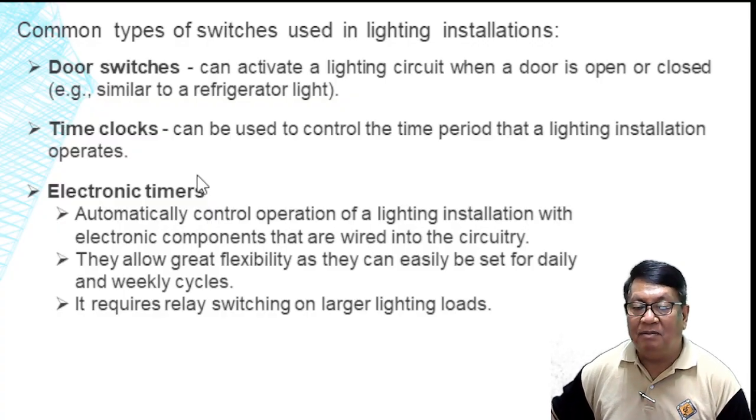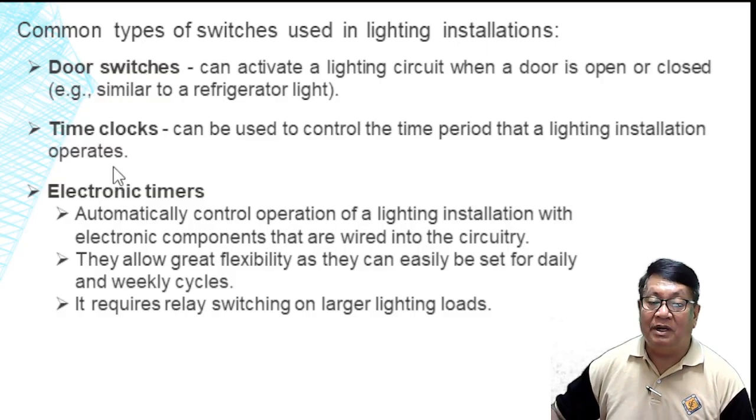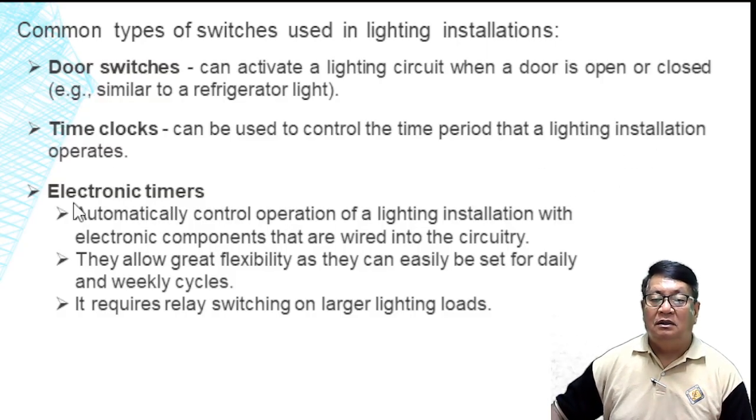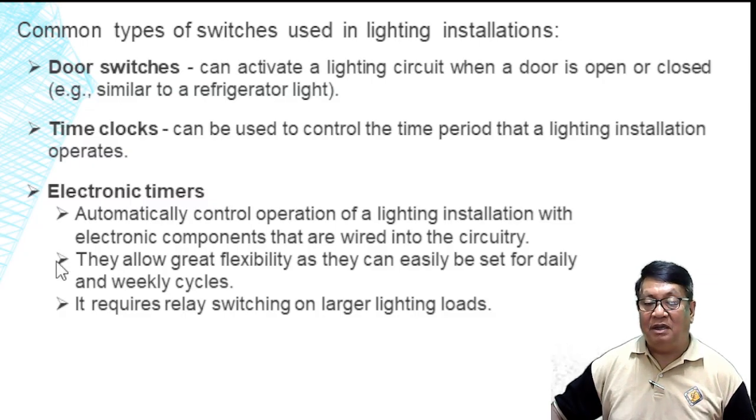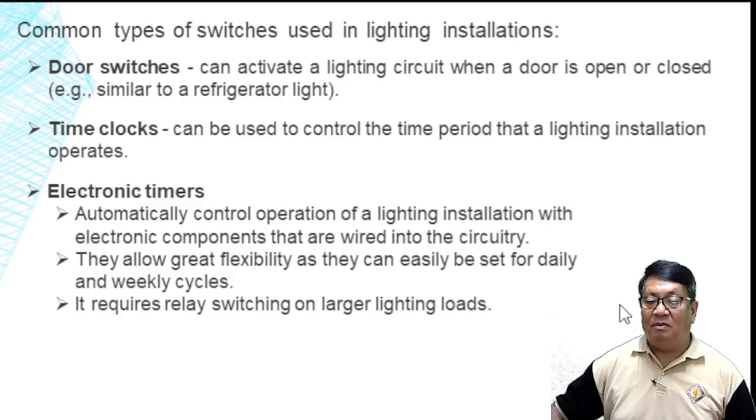We also have time clocks, which can be used to control the time period that a lighting installation operates. So we will use a time system. Electronic timers automatically control operations of a lighting installation with electronic components, and so on and so forth.